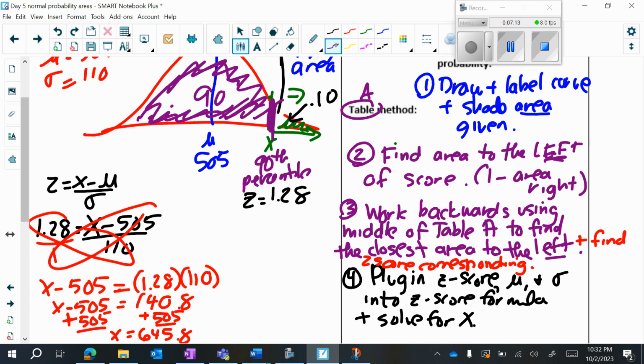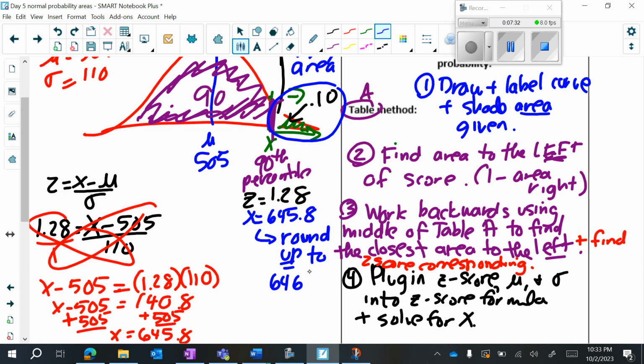So 645.8 is going to lie right here with this z-score. But remember, you can't have a decimal on the SAT. So if you want to land in this right area, which is the top 10%, I'm going to round this up. I'm going to round it up in this case because I want to land in the top 10%. Now, if I was working the other way, to the left, I would have rounded down to land in the bottom 10%, but it depends on the situation. So if a student gets a 646 or more on the SAT, they will be in the top 10% with respect to their age group.